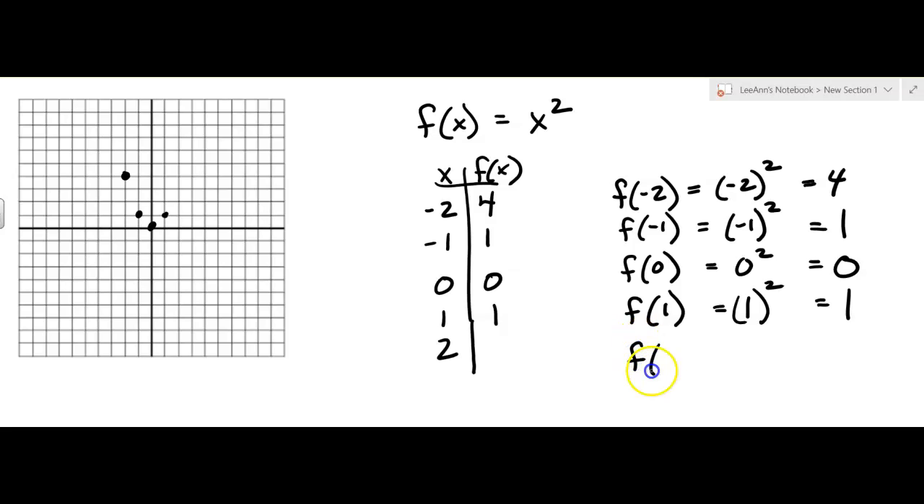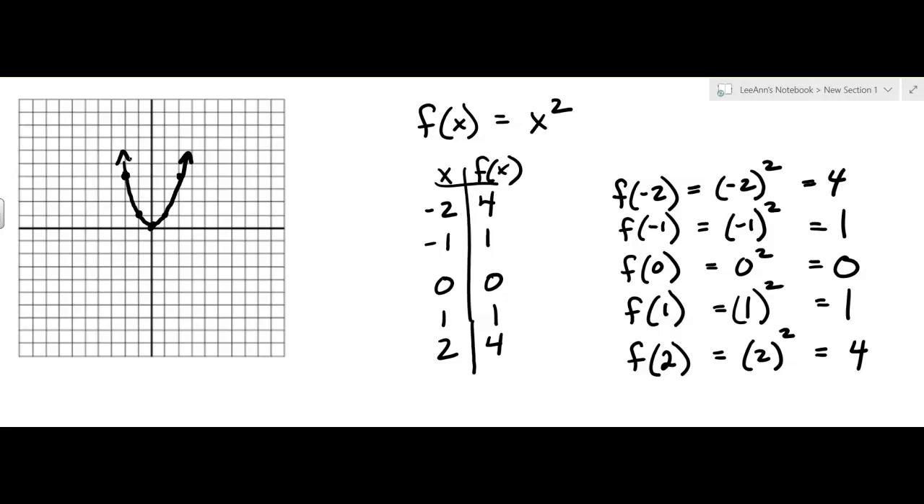And then finally, if I let x be 2, I get 2 squared, which is equal to 4, and then I get the point 2, 4. Okay, so those are the points that I get from my table of values. And now I'm going to try to connect the dots, and it makes this shape.